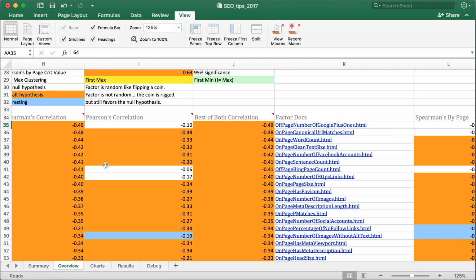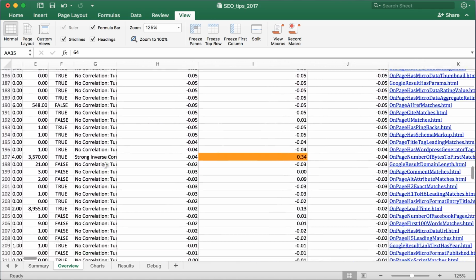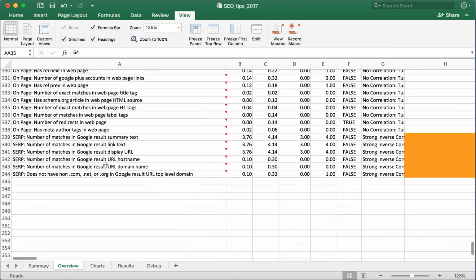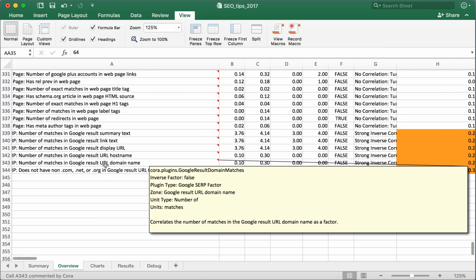And then we sort the list so that the factors that appear to matter the most to influence rankings appear at the top, and the factors that do nothing for you kind of get lost in the middle, and then all the way at the bottom, the factors that appear to harm your rankings will appear.